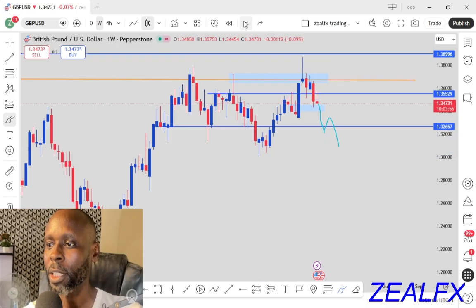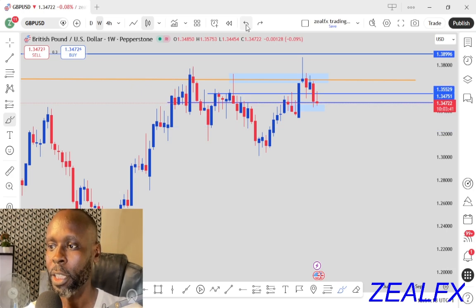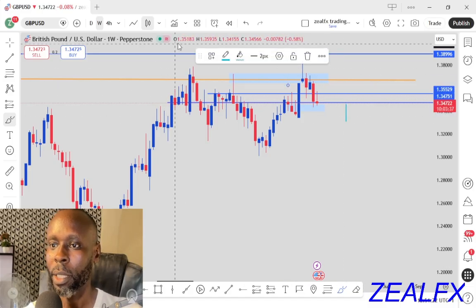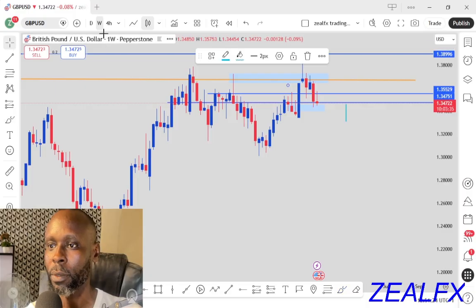So on the weekly chart of the pound USD, there's no clear strong momentum for a bearish trend, but with what we are trading now, we are just trading the reversal structure of the pound USD, which is the reversal trend of the pound USD on the weekly chart. So let's look at the daily chart of the pound USD.